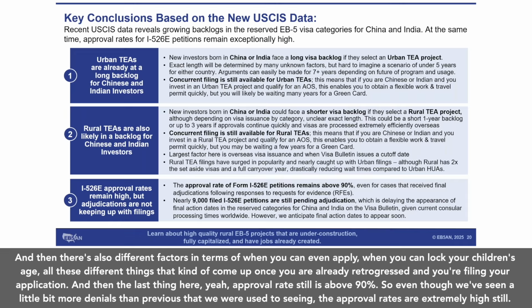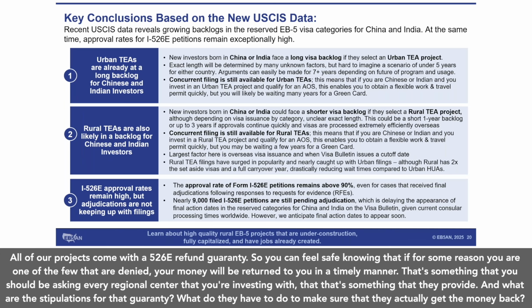And then the last thing here, approval rate still is above 90%. So even though we've seen a little bit more denials than we were used to seeing, the approval rates are extremely high still. All of our projects come with a 526E refund guarantee. So you can feel safe knowing that if for some reason you are one of the few that are denied, your money will be returned to you in a timely manner. That's something that you should be asking every regional center that you're investing with, if they provide it, and what are the stipulations for that guarantee? What do they have to do to make sure that they actually get the money back?